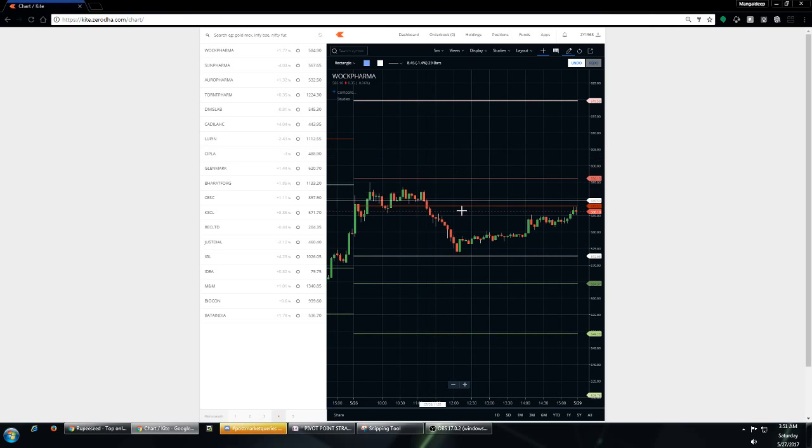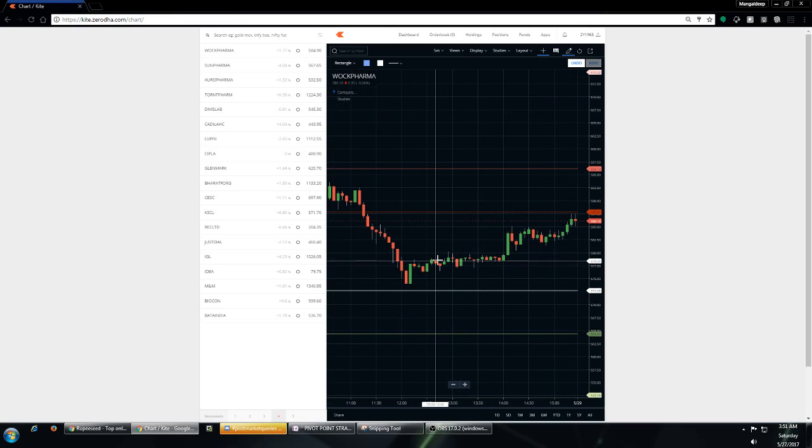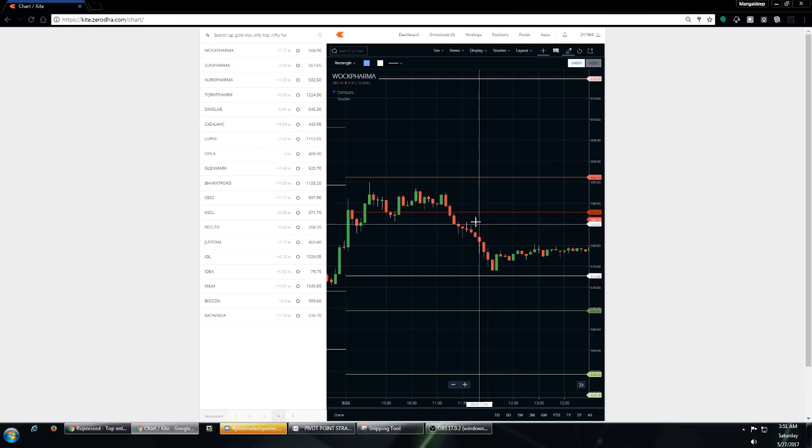Now at this point, let me make it bigger, you see that this red candle crosses R1 and comes down. You wait for another candle formation. The second red candle also comes down. Now this gives the confirmation that this is going to go down further. So you enter here at this point.